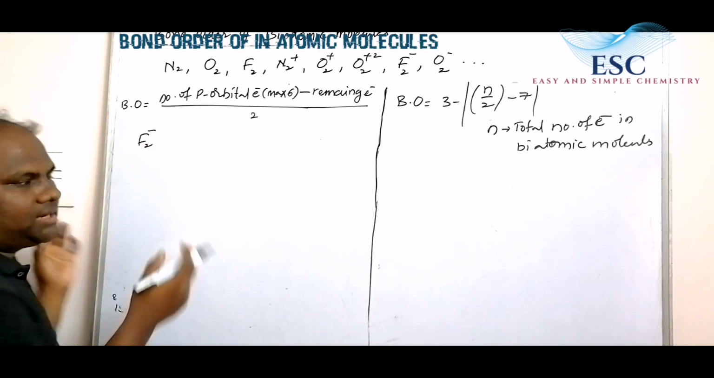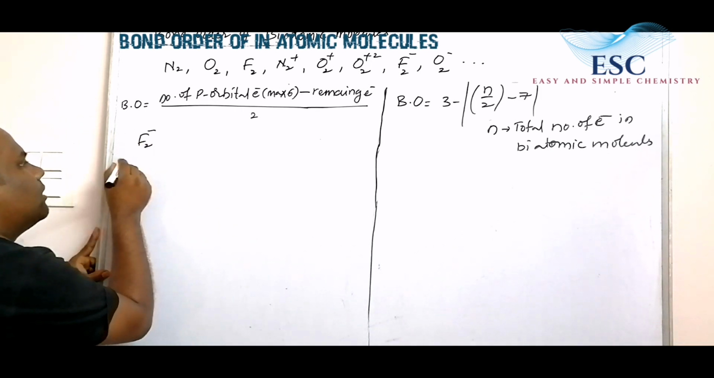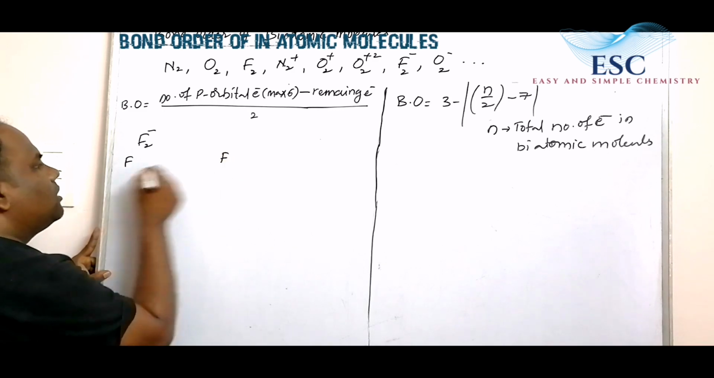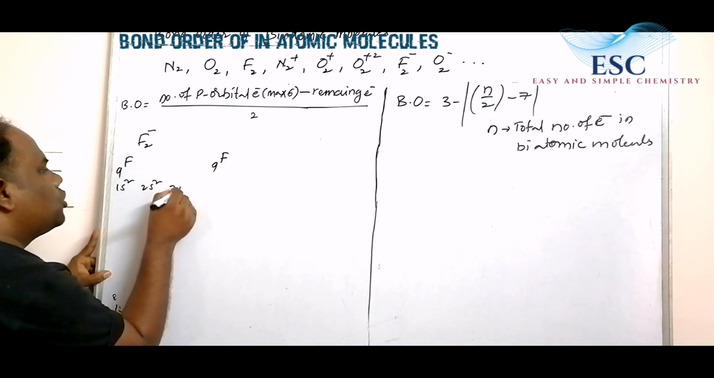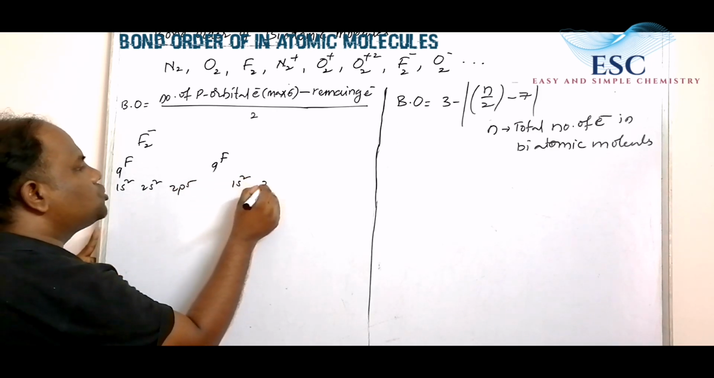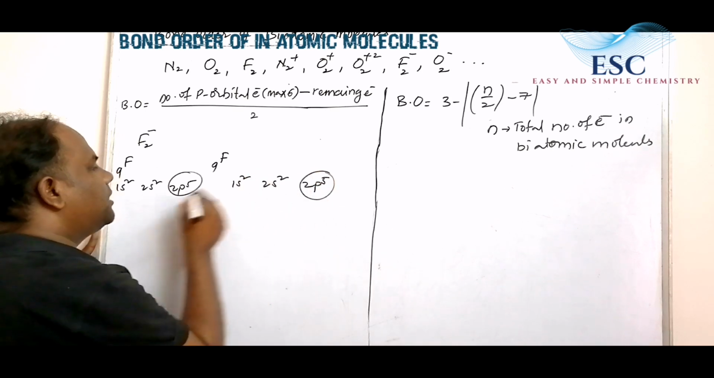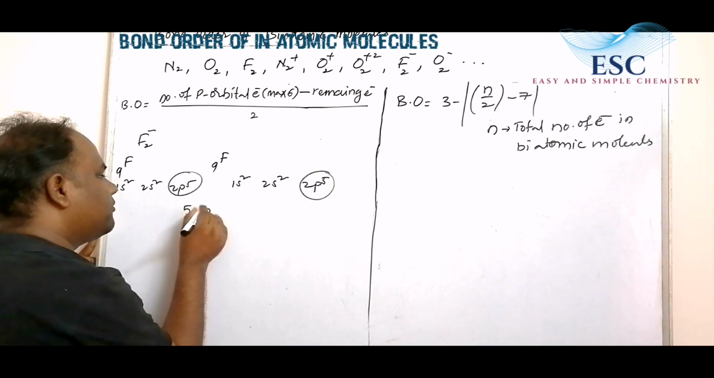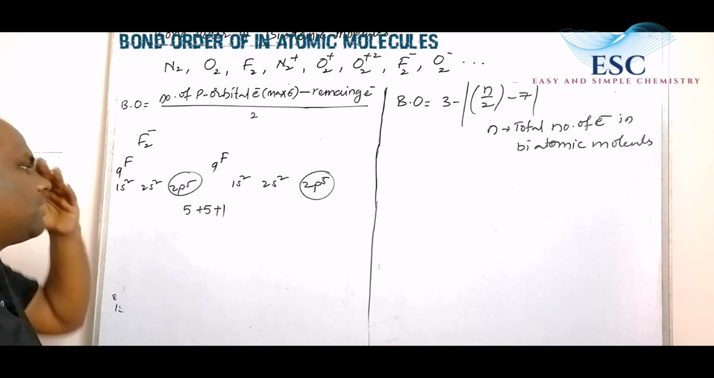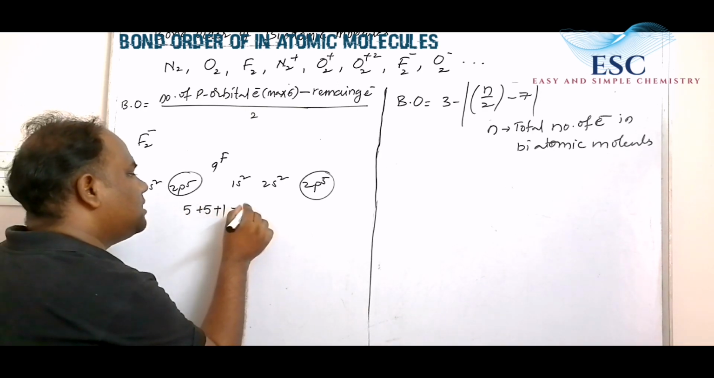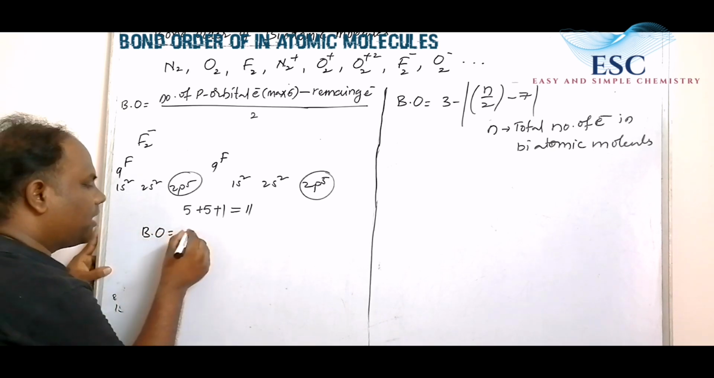F2 minus. Minus means it will accept one electron. F, 2 fluorines are here, atomic numbers 9, 9. 1s2, 2s2, 2p5. Here also 1s2, 2s2, 2p5. We need only p orbital electrons. 5 plus 5. Minus means plus 1 electron. That's why it is 11. Bond order of the 11 electrons.